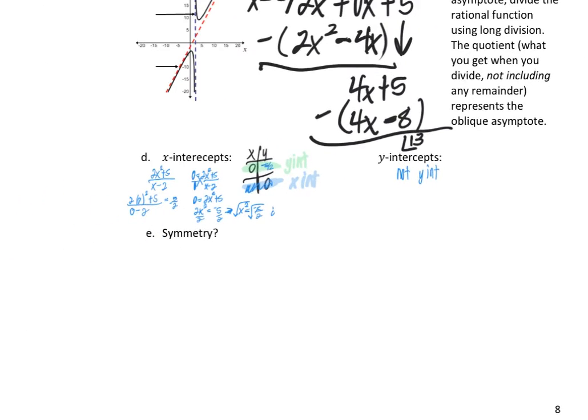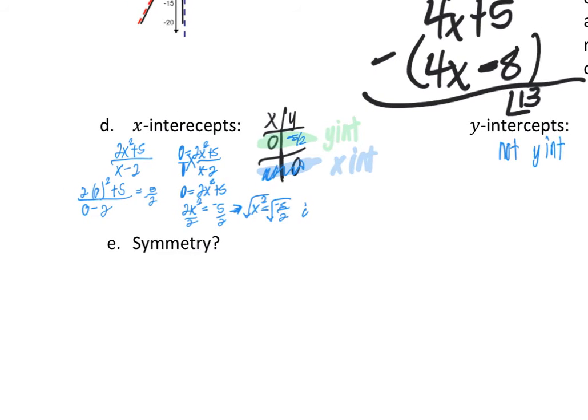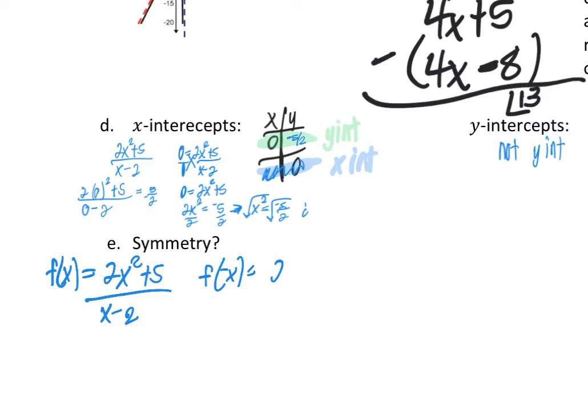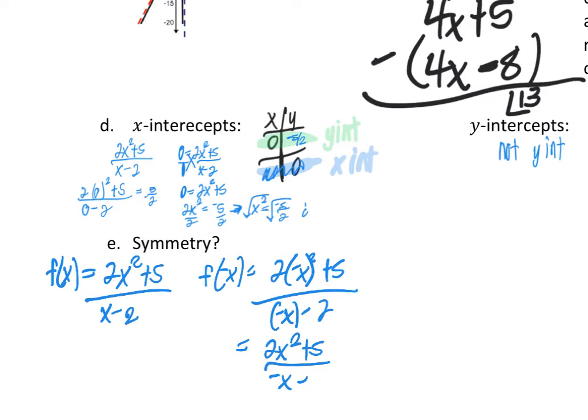Okay. So is there symmetry? Well, if f of x equals 2x squared plus 5 over x minus 2, f of negative x would be 2 times negative x squared plus 5 over negative x minus 2, which the numerator looks good, but that denominator is just not the same as the original. So it's not even, meaning there's no y-axis symmetry.